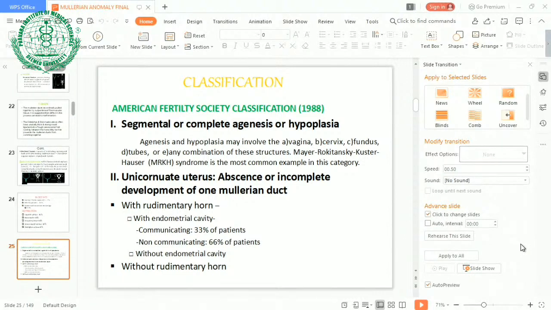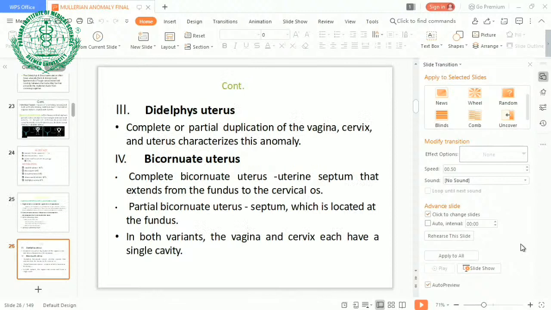With endometrial cavity, it is subdivided in two, that is communicating and non-communicating, where non-communicating is more common, 66%, and communicating is 33%, and without endometrial cavity. Without rudimentary horn is another division. Class 3 is didelphys uterus. Complete or partial duplication of the vagina, cervix, uterus characterizes this anomaly.